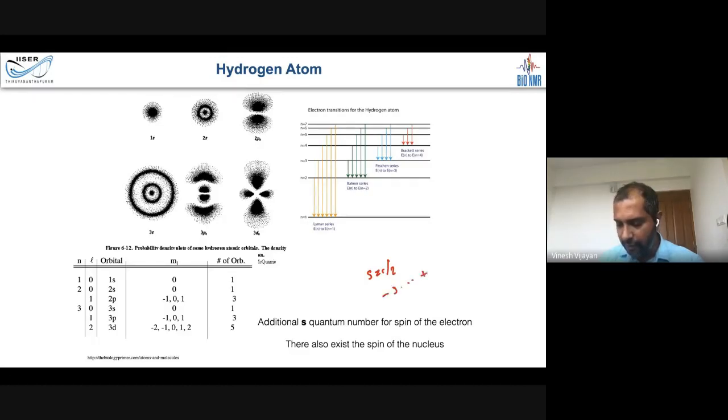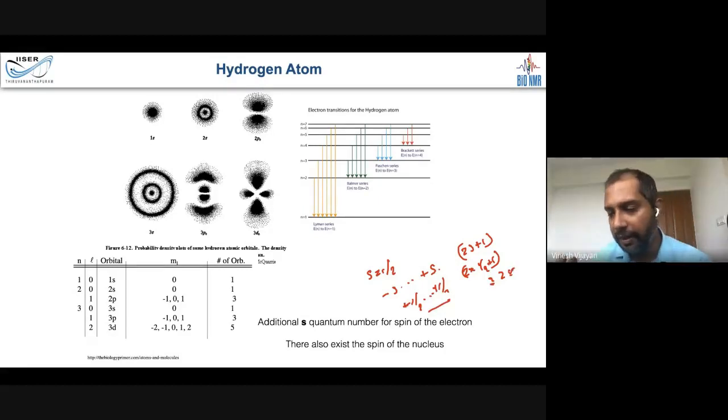It goes from -S to +S, or 2S plus 1, that is 2 into half plus 1, which is 2. So this is S equal to half, minus half to plus half. So minus half, plus half. So there are only two values, right? There are only two values, plus half and minus half. And this is the fundamental relation between S and MS.